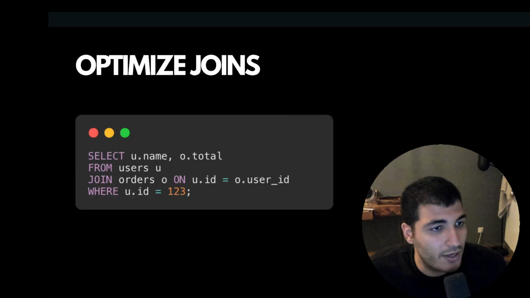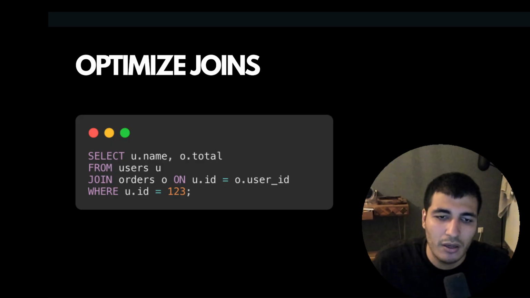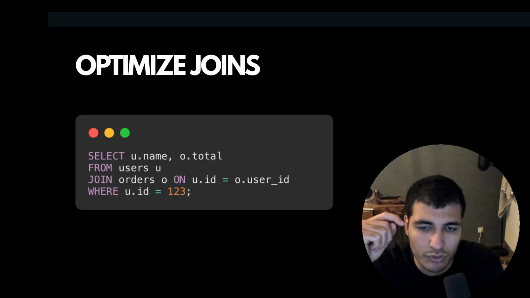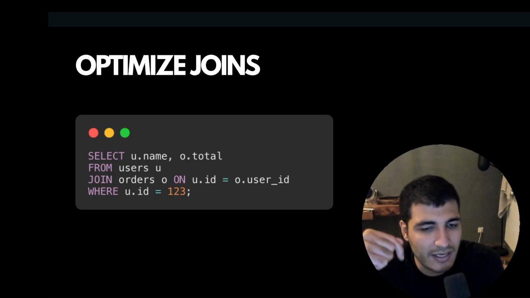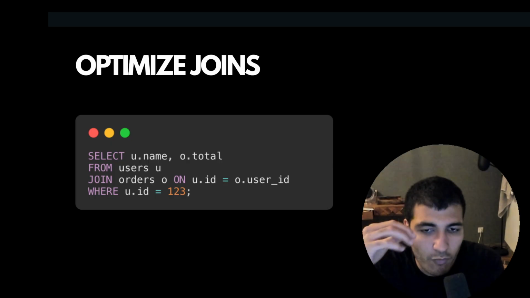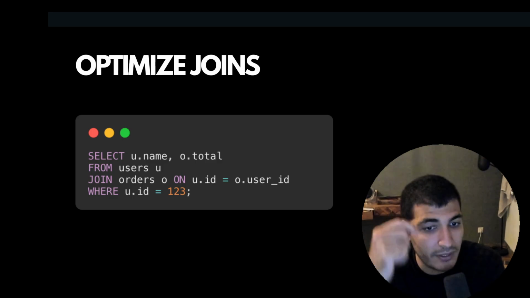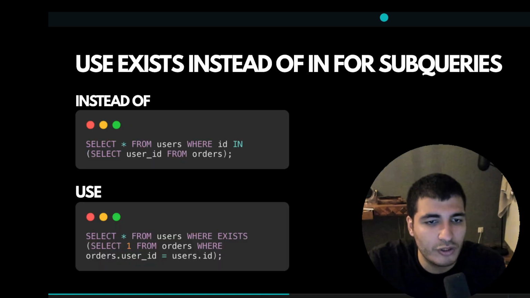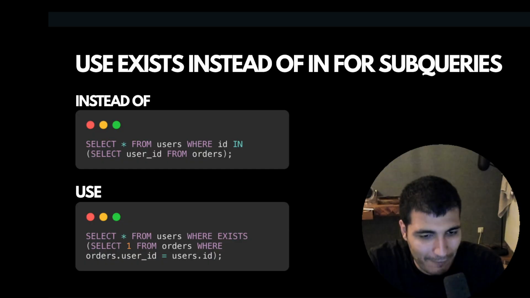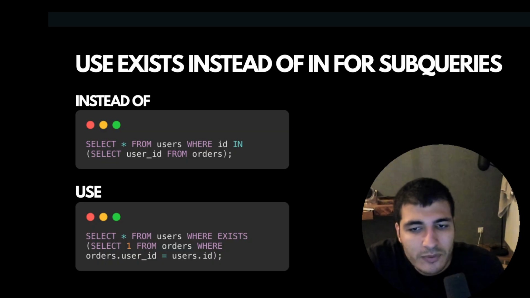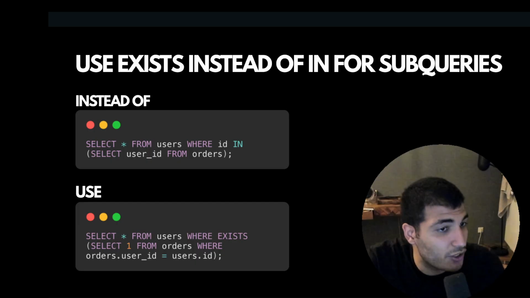Next, you need to optimize joins. Ensure the columns you are joining on are indexed. Try to filter down your datasets as much as possible before performing joins to reduce the number of rows that need to be compared. Also, you can use EXISTS instead of IN for subqueries. In many cases, EXISTS can be more performant, especially with large subqueries, as it stops searching as soon as a match is found.